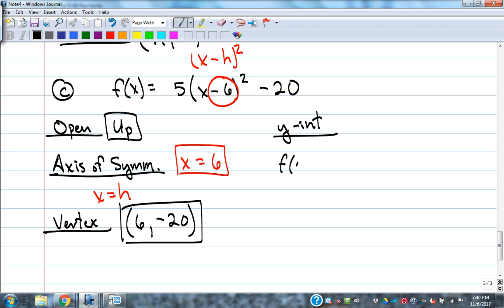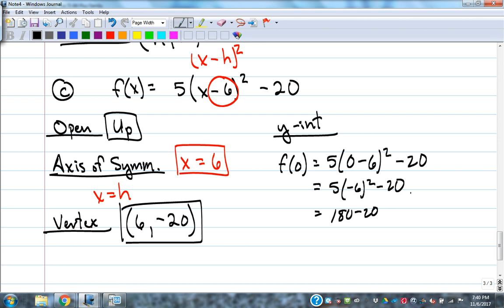So I'm going to plug in a 0 for X. 0 minus 6 squared minus 20. So that'd be 5 times negative 6 squared. That'd be 36 times 5. That'd be 150 plus 30, 180, minus 20. 160. So the Y-intercept is at 0, 160.